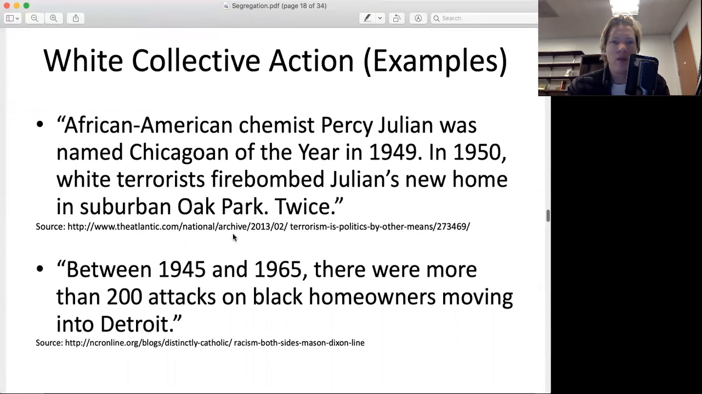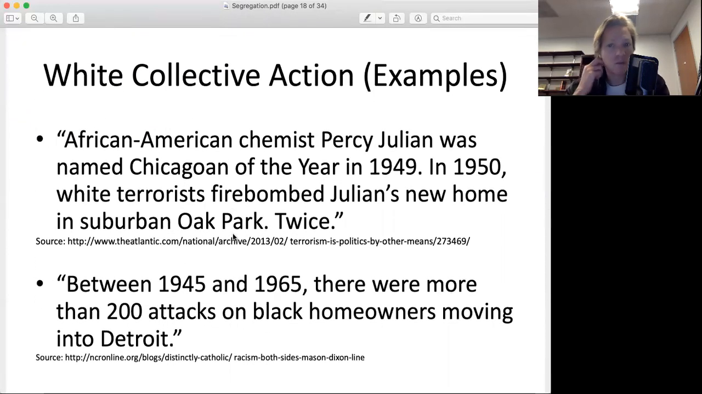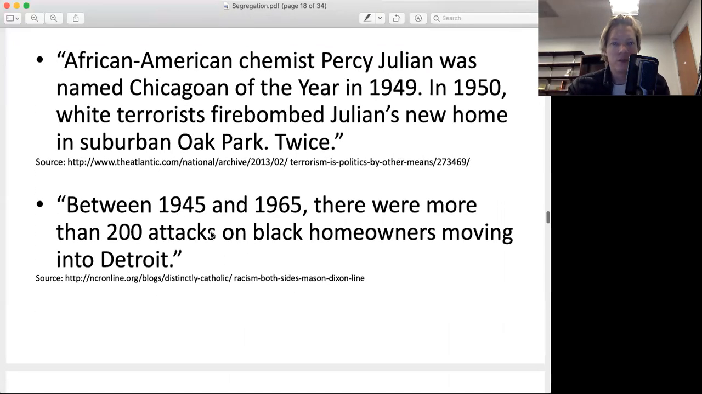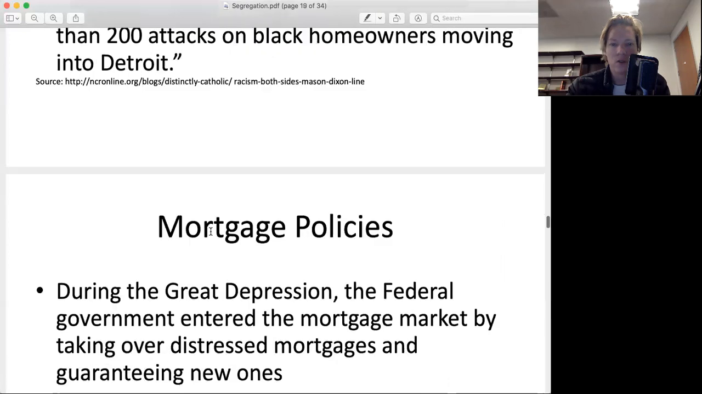And there are the famous examples of Percy Julian, who is named the Chicagoan of the Year. And the same year he's named Chicagoan of the Year, when he tries to move to a white neighborhood, his house is firebombed. We have 200 attacks on Black homeowners in the Detroit area.